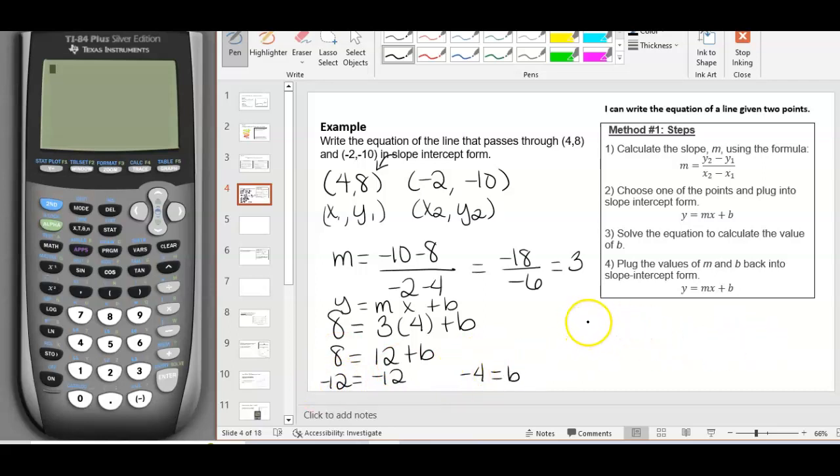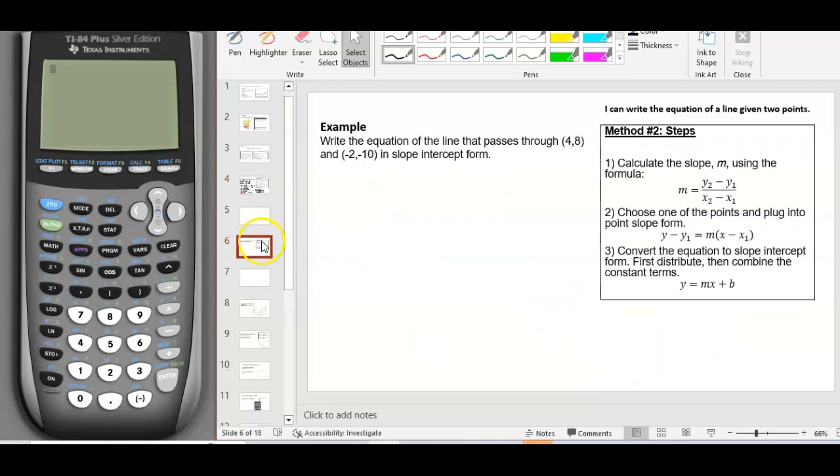so I have -4 equals b. So for the equation of the line, if I go back to y equals mx plus b and plug in m equals 3, I have 3x minus 4 for b. So y equals 3x minus 4 is the equation of this line.